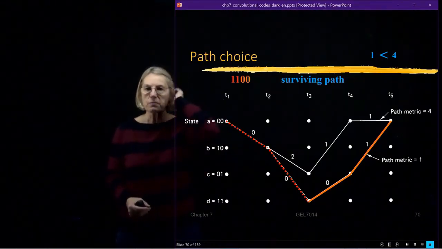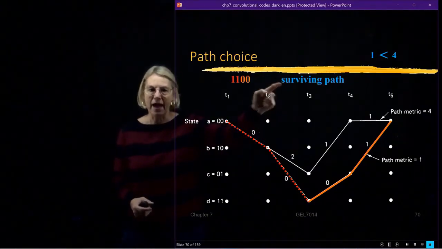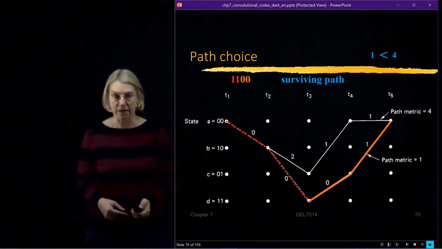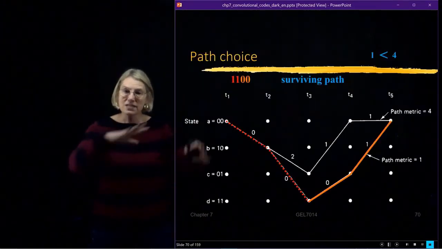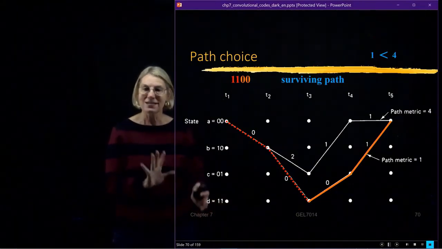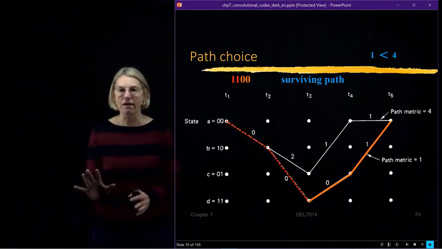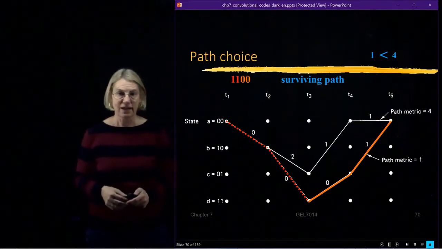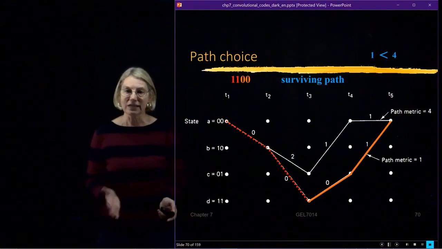The way I pick it is based on the path metric. I call the one that I keep the surviving path. So in this case, the lower path is going to be the surviving path, and the other path I'm going to eliminate. This idea of choosing a path is how the Viterbi algorithm is able to be a computationally and memory efficient way of finding the most likely path through a trellis. And the best way to see how this algorithm works is to actually step through it.